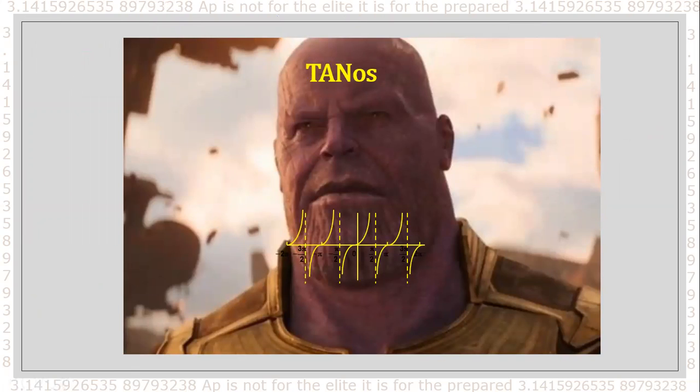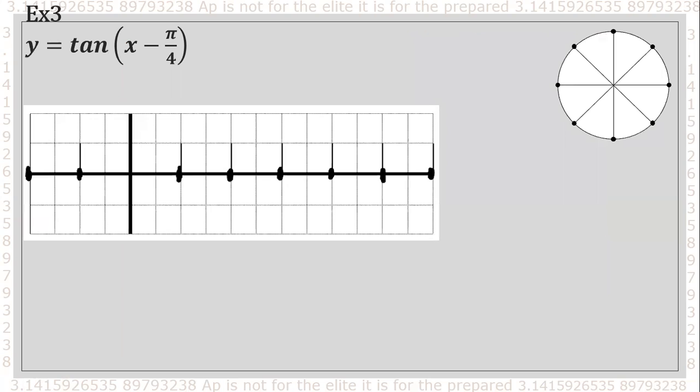Okay, a little meme for us. This one is actually one of my favorites and my students' favorites from last year. So hopefully you guys like it. Thanos, because of his chin, has already the vertical asymptotes written for us. So hopefully you guys enjoy that one. Gets me every time.